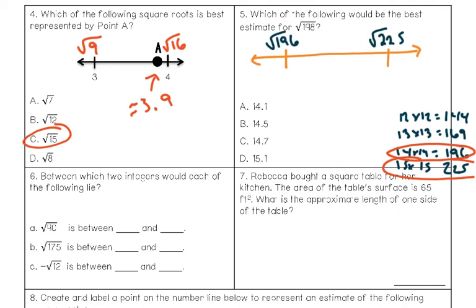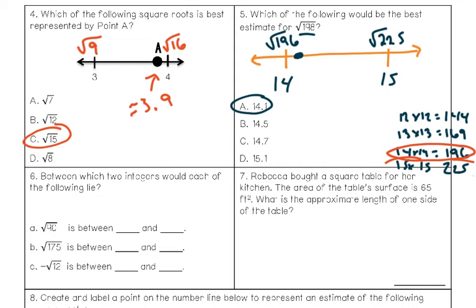I know that the square root of 196 I just did, that's 14. And I know the square root of 225 is 15. And then I'm looking for where approximately is the square root of 198. It's close to 196, so it's really close to this. So it's probably about 14.1. It's just above 14. So number 6 is just asking between which 2 integers, remember those are positive or negative whole numbers, would each of the following lie.